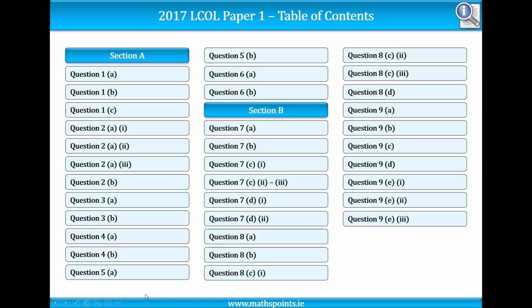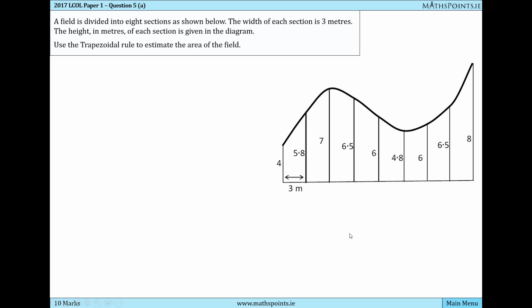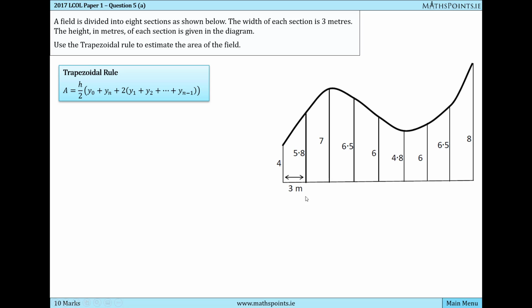So let's take a look at an area question from the 2017 Leaving Cert Ordinary Level Paper 1. It was question 5, and we were asked to use the trapezoidal rule to estimate the area of this field. The field has been divided into 8 sections, each 3 meters wide and of various heights. What the trapezoidal rule does is find the sum of the areas of 8 trapezoids.